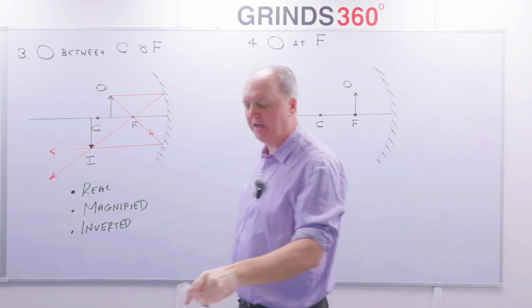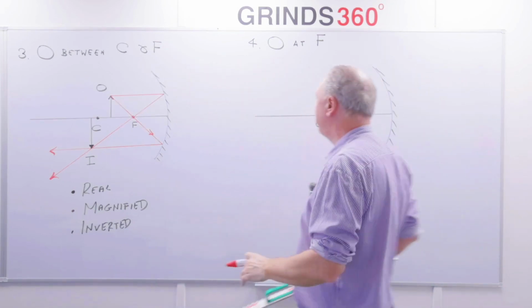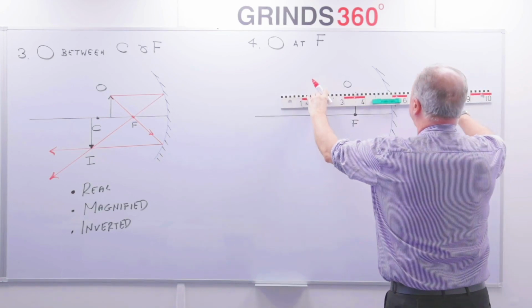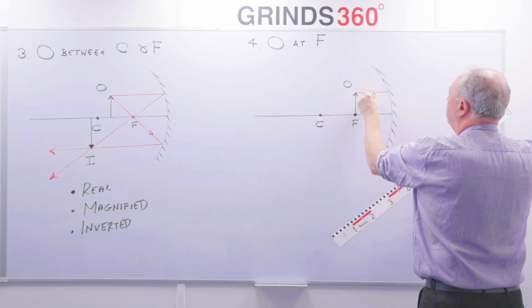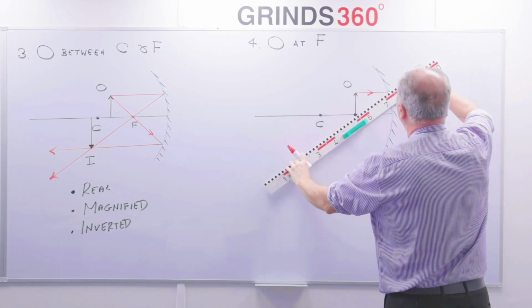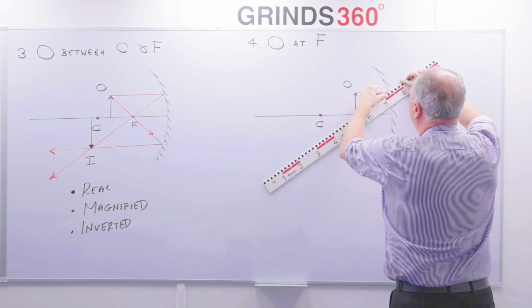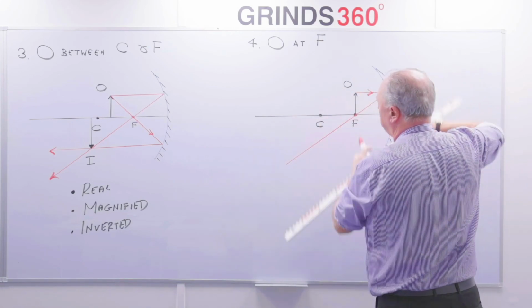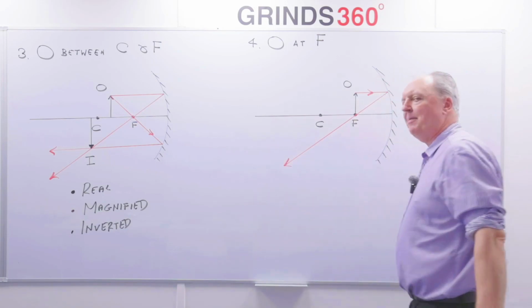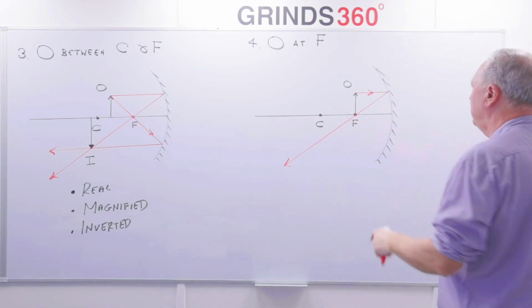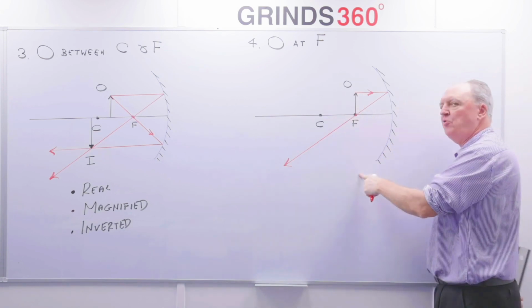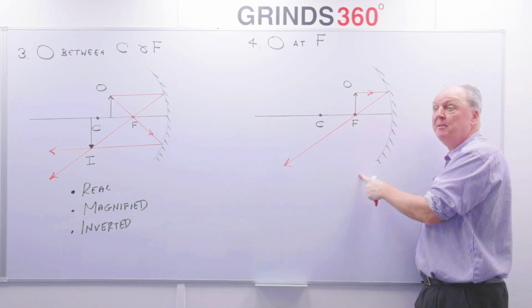Well, I'll take my first ray of light as usual. So from the tip of the arrow, a ray of light parallel to the principal axis. Where does it go? It gets reflected down through F. What about my second ray of light? From the tip of the arrow through the focus. Well, if I take it from the tip of the arrow through the focus, it's going to miss the mirror.